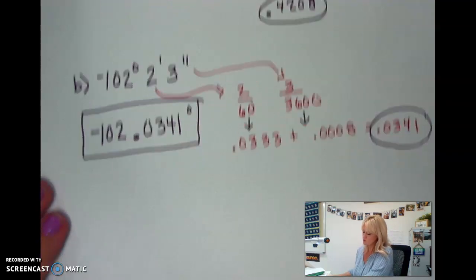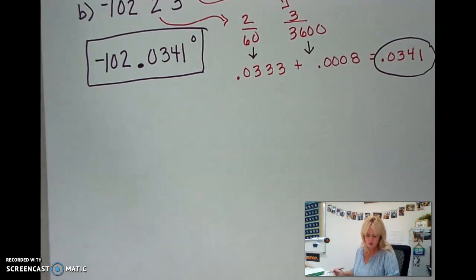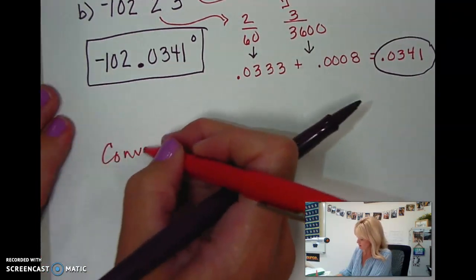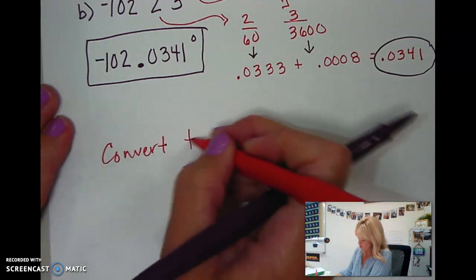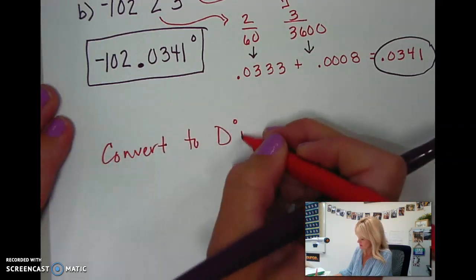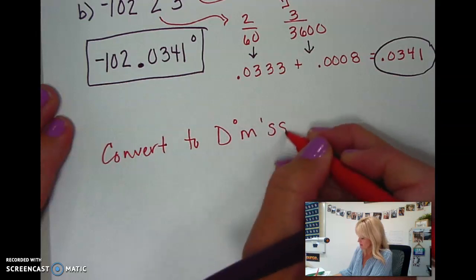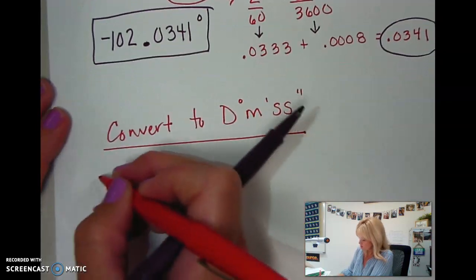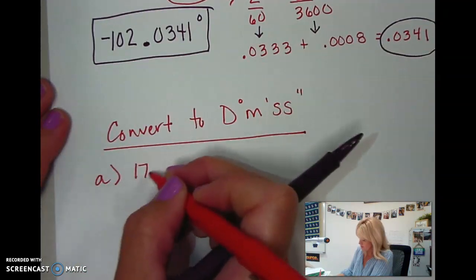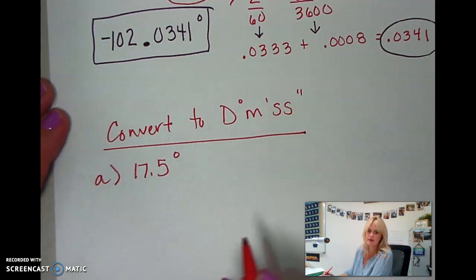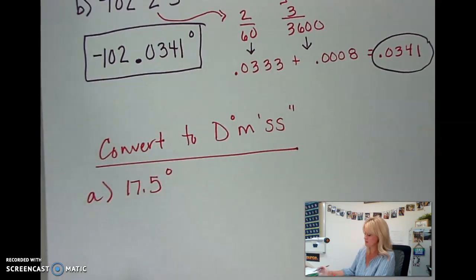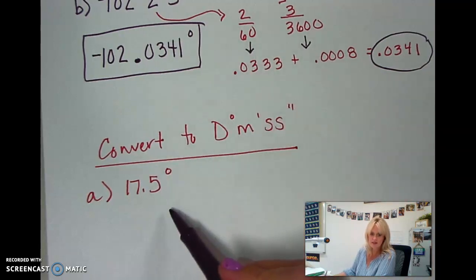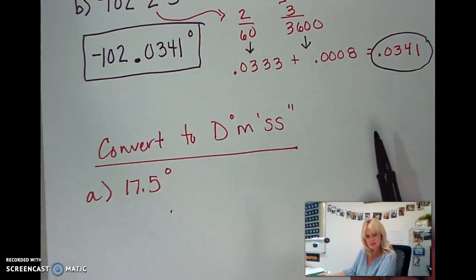Now, we can go the other direction. We can convert from decimals to degrees, minutes, and seconds. So it's actually going to do what we just did, but go backwards. Okay? So if you think about up here, we divided by 60. Guess what we're going to do going the other direction? We're going to multiply by 60.